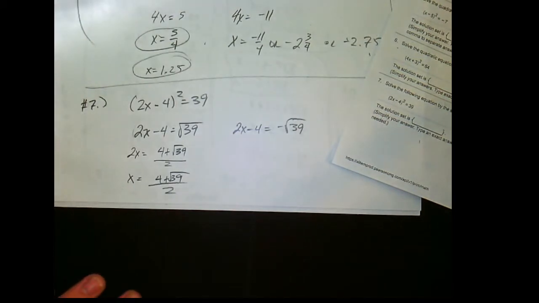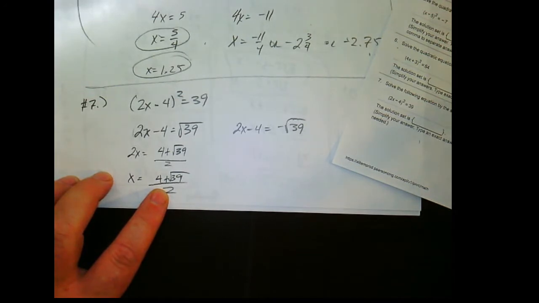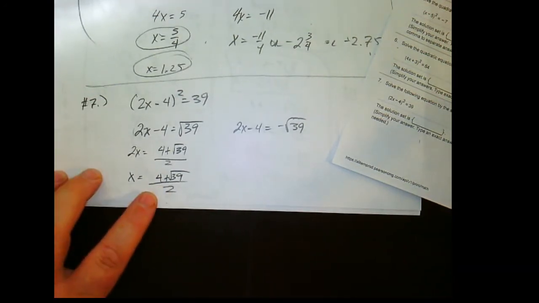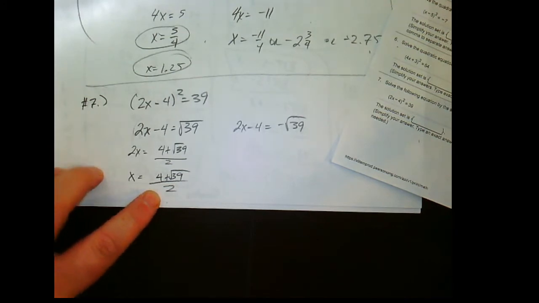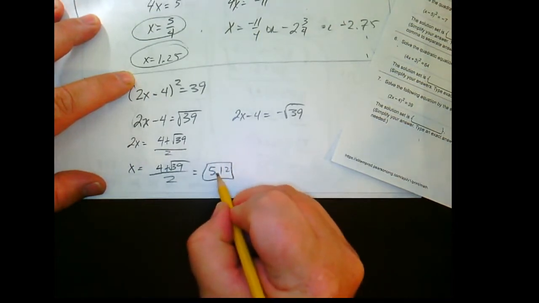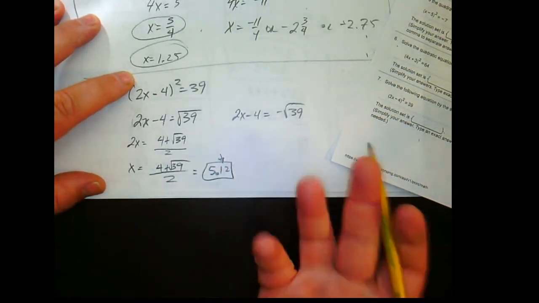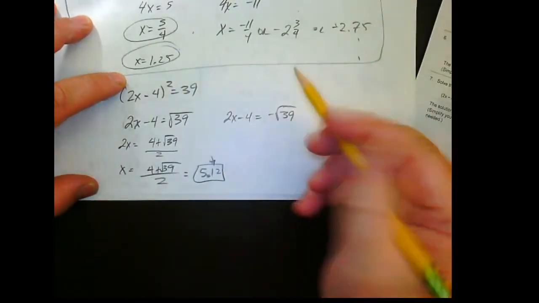Now, if you wanted to check your decimal, which we're not using decimals here, let me type that into my calculator real quick. 4 plus the square root of 39, and that's equal to 10 something, right? That makes sense. Divided by 2, this would be 5.12. Now, we're not typing this answer in because the computer's going to mark it wrong. The reason I did this is I wanted you to be able to see what it would look like as a decimal.